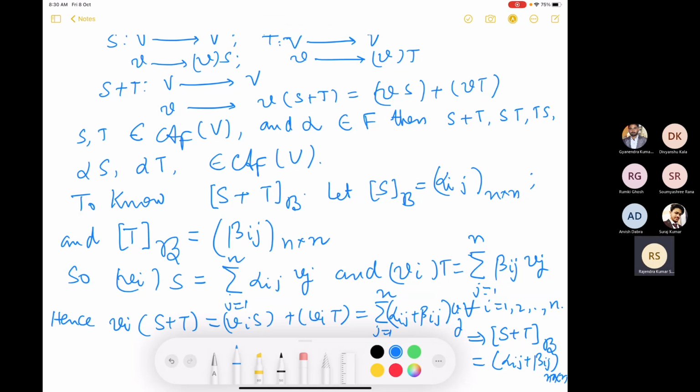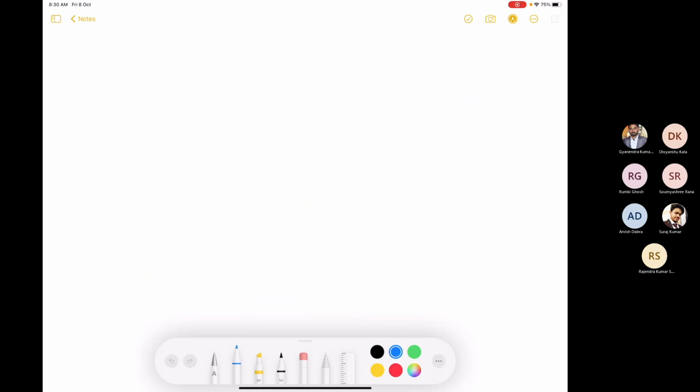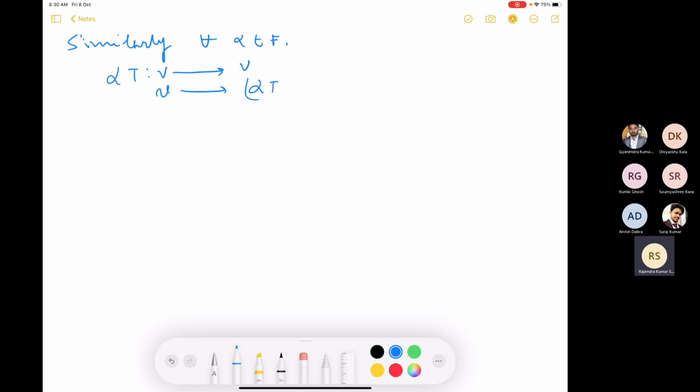You can also see that similarly for every alpha in F, alpha T is a linear transformation, and alpha T is defined as V to V, where v goes to v(alpha T), which is alpha times vT, if you remember.